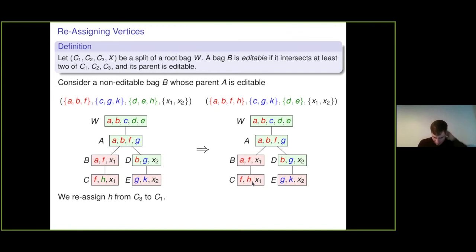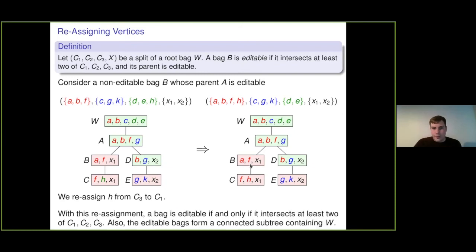It should be quite clear that we can do this. Basically, the only way from here to go to the root bag is to go through the separator X or through C1. So why not assign this also to C1? And how this assignment is actually done is implicitly: when we have some split and we are exploring the editable bags, if we see that a bag is non-editable, then we just implicitly assume that everything below it intersects only C1.